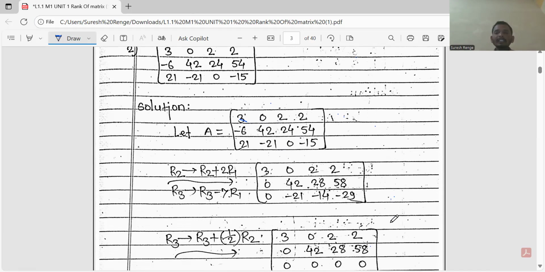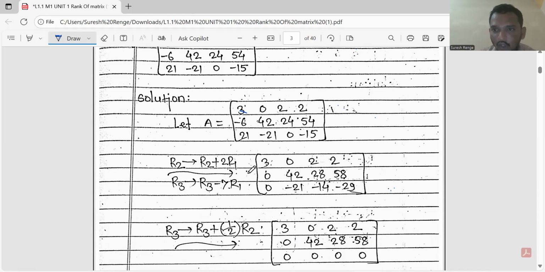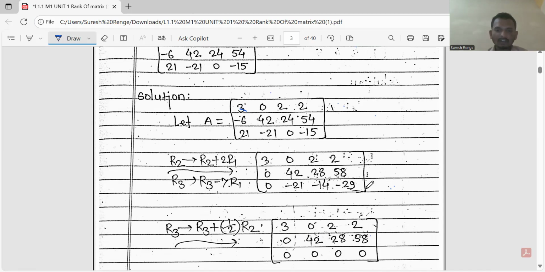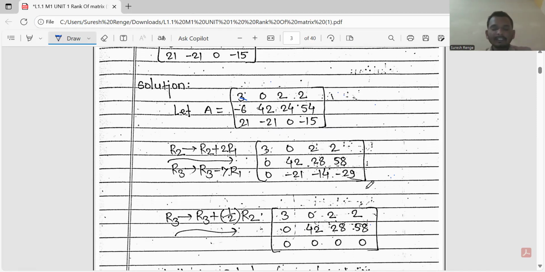Now, let us observe this row number 3. What are your observations if you look at row number 3? They are multiples, but with opposite sign. So now we are doing this operation: change in R3, R3 plus 1 by 2 times R2. If you apply this operation to R3, what is your result?